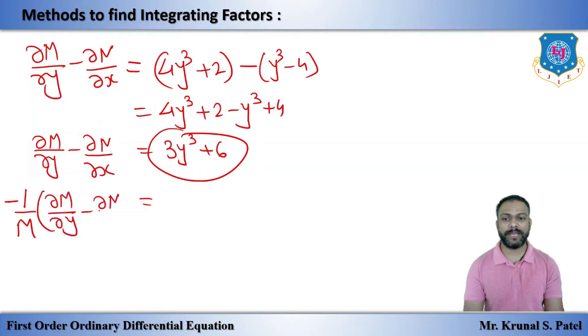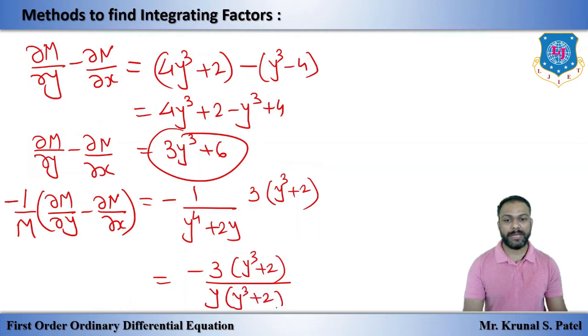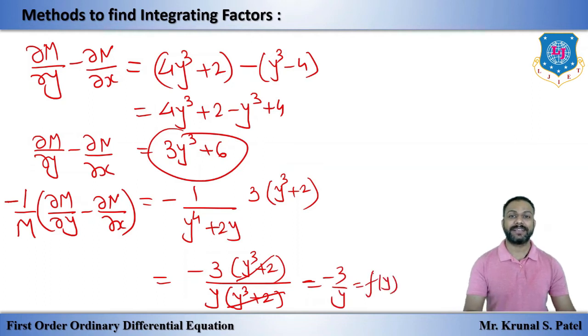So we have minus 1 by y into (4y cube plus 2y), that one is y raised to 4 plus 2y. If we take 3 outside, we have minus 3 (y cube plus 2), and if we take y from the denominator, y cube plus 2 by y cube plus 2 cancel out, we have minus 3 by y, which is a function of y only. Yes, this is a function of y only. So by multiplying minus 1 by M, we have a function of y only.